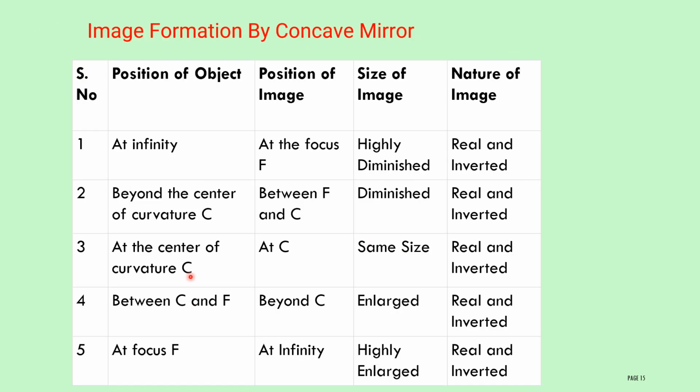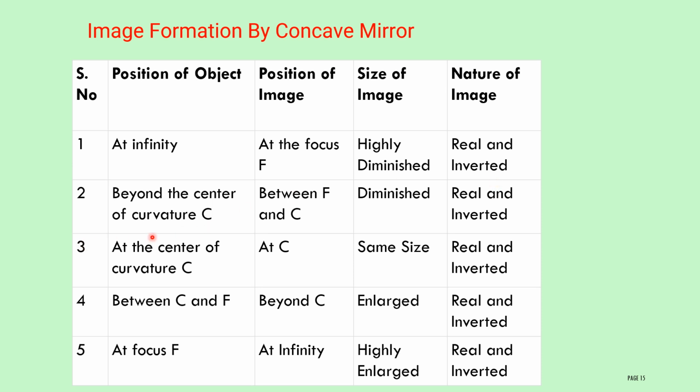Let us summarize. Position of the object: if the object is at infinity in the case of a concave mirror, the position of the image will be at the focus F. Size of the image is highly diminished. Nature of the image is real and inverted. Second, position of the object is beyond the center of curvature C. Position of the image is between F and C. Size of the image is diminished. Nature of the image is real and inverted.